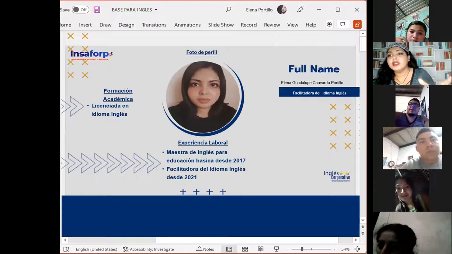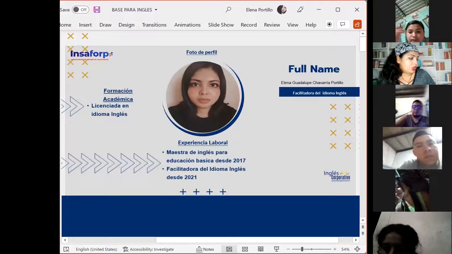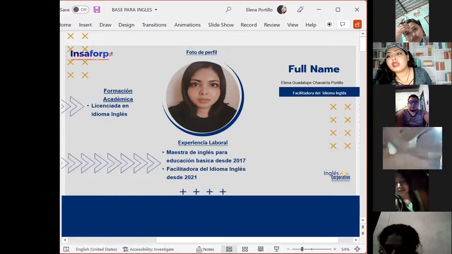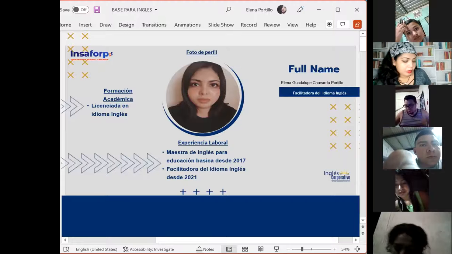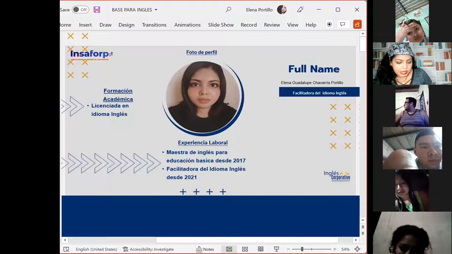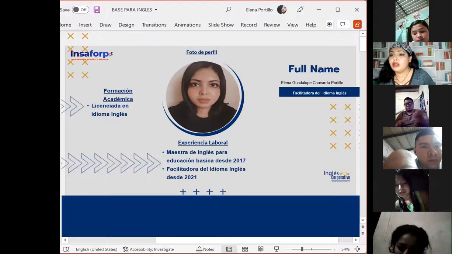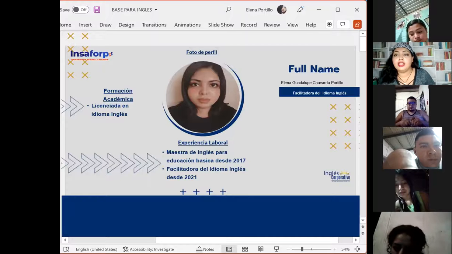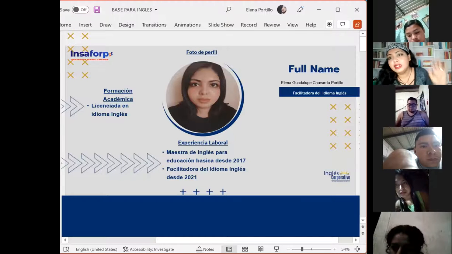Cuando nos presentamos, agregamos información básica de nosotros, nuestro nombre, en algunos casos, agregamos también lo que es la edad. Hay muchos que no les gusta hablar de su edad, pero en otros casos es bastante necesario.